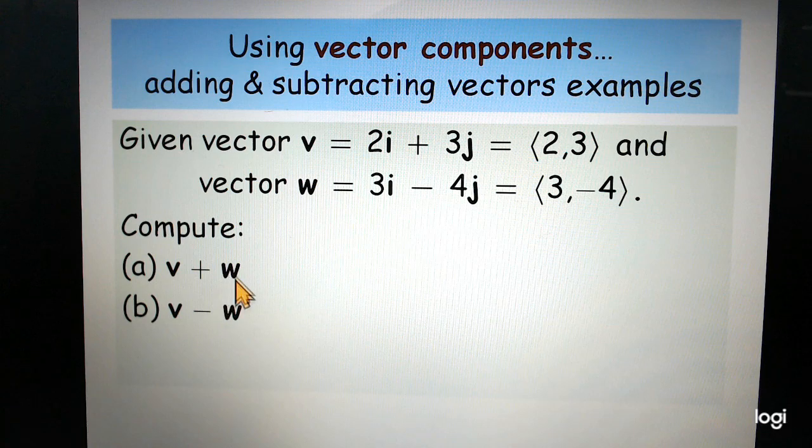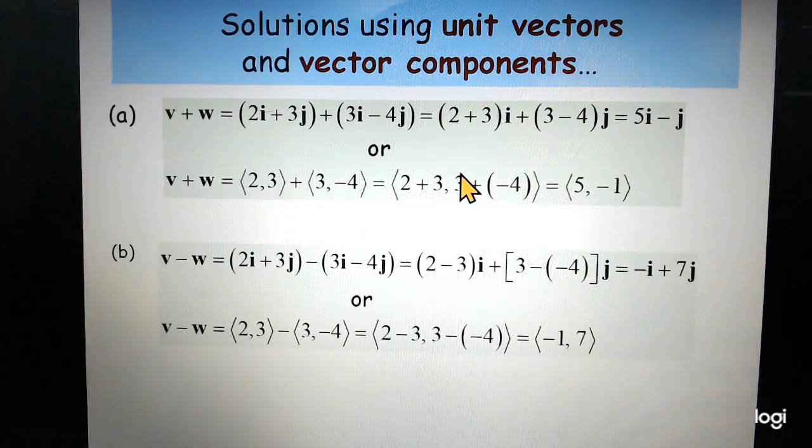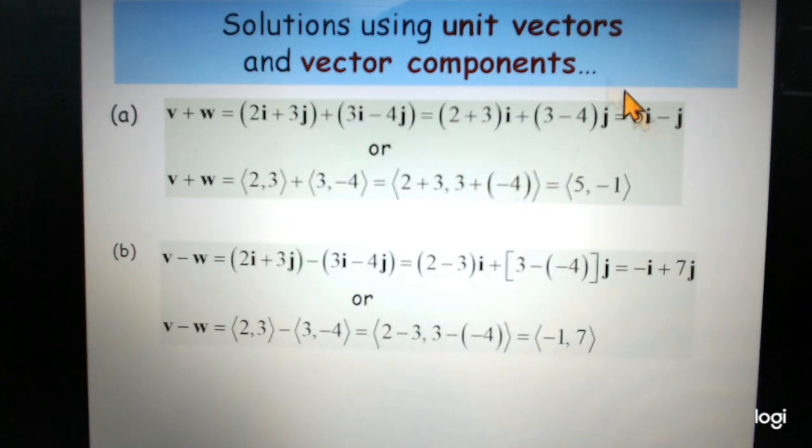And what we're going to do is do the computations. And it's just adding component by component. So if we're going to add the i or the x components, v plus w is 5. And for the j components, you can see it's a negative 1. So it's pretty easy stuff. Now, this is how we're going to do it.